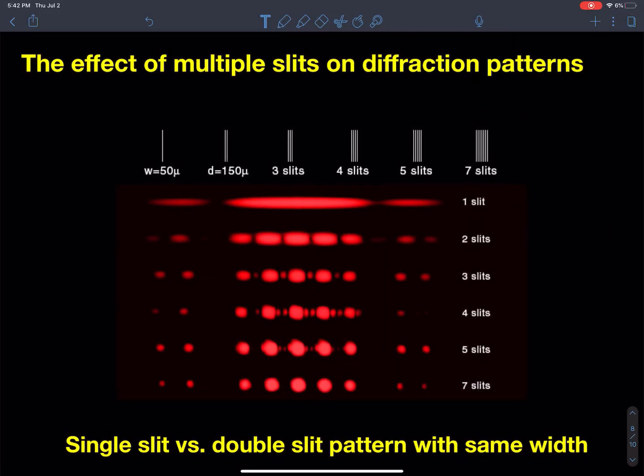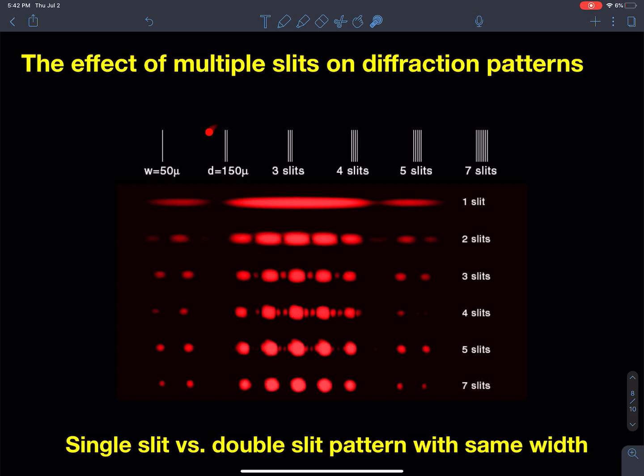So in this video, we're going to talk about what happens when we add multiple slits and what effect that has on the actual pattern. Okay, so what we mean is I cut a slit into a piece of paper that has a width of 50 micrometers or 0.05 millimeters. And we shine light through that and create a diffraction pattern that looks like this, something that we've seen. That's called single slit diffraction.